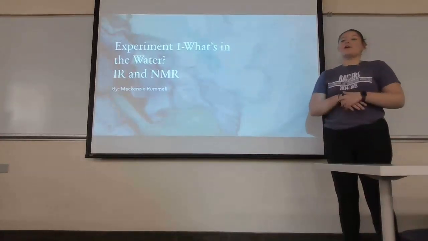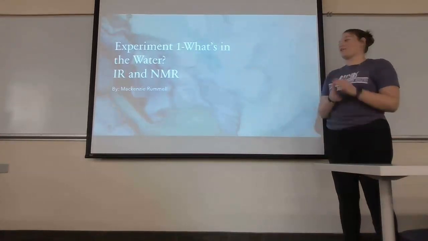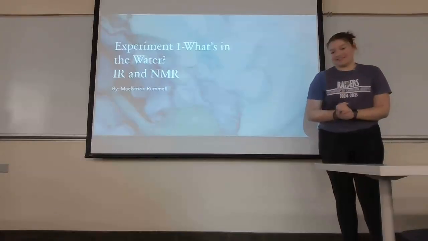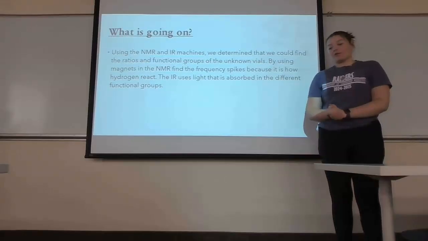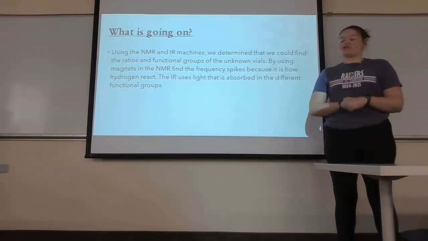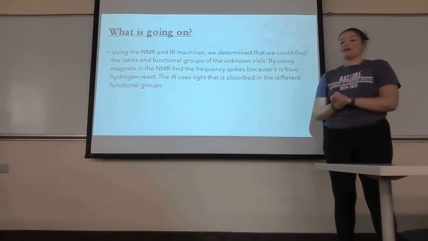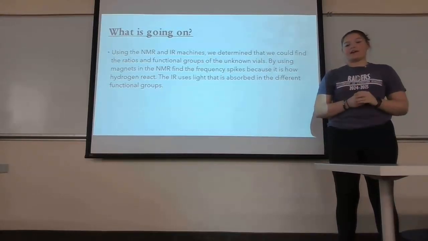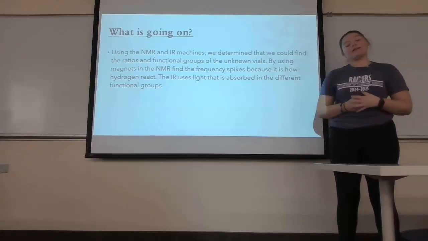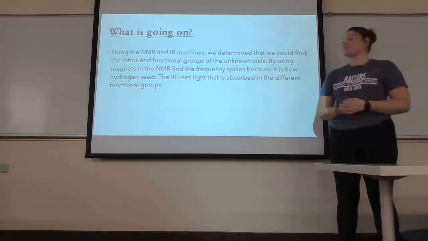Okay, so for experiment one, what's in the water for the IR and NMR machines? So what is going on? Using the NMR, we are finding the different types of hydrogens present using magnets, and then for the IR, we are using different lights to find out the different functional groups for the different elements and molecules present.